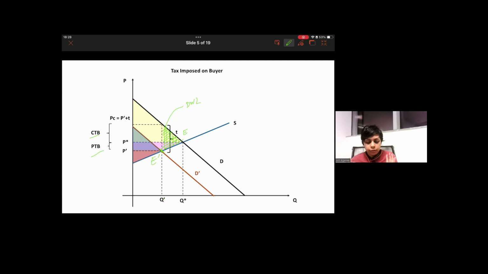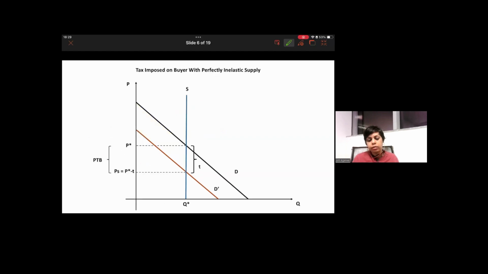So this is the simple mechanics of what happens when you impose taxes. Now let's see what happens in special cases. So this is what happens when there is inelastic supply. Inelastic supply means that the seller has no option but to sell irrespective of what the price is, right?